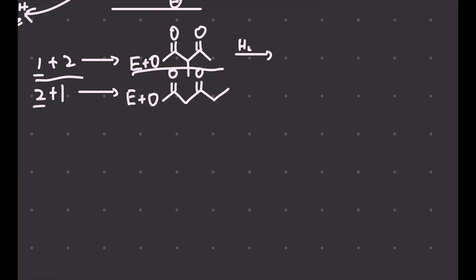If we were to add H3O+, it is going to convert this into a carboxylic acid. So the ester group will be converted to a carboxylic acid group. And same thing with the other product. The ester group will be converted to a carboxylic acid group.